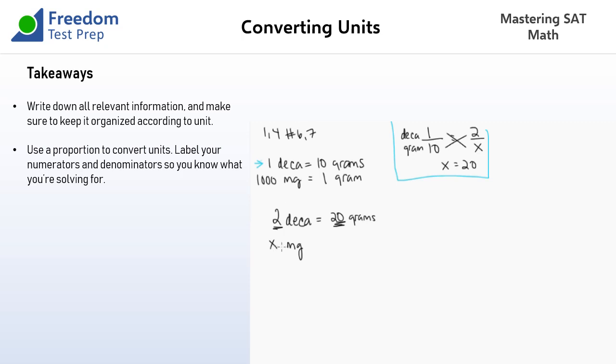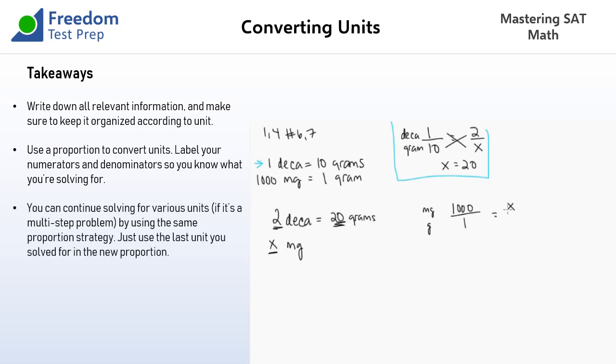Okay, now we're trying to change that into milligrams. So let's try another proportion. We've got 1,000 milligrams. Right, we're going to put the 1,000 up here. And I really recommend that you label your tops and bottoms so you don't get confused, is 1 gram. And that is equal to, we're trying to solve for milligrams here. And we know we have 20 grams, right? So we're trying to solve for milligrams, which is on the top, and we've got the 20 grams.